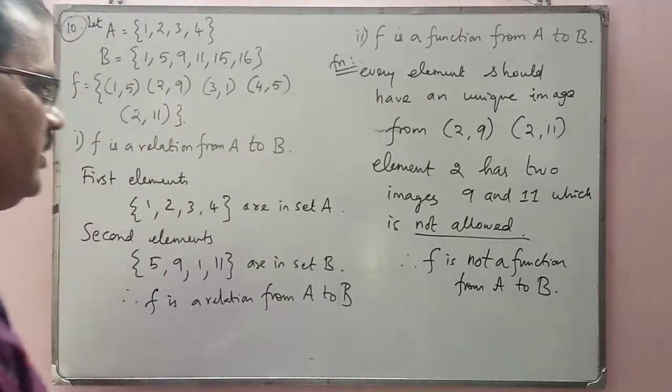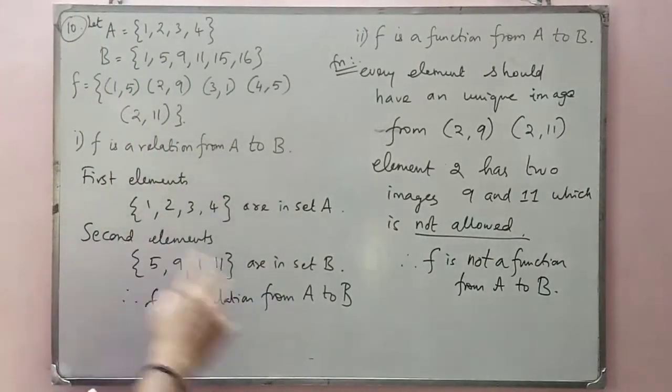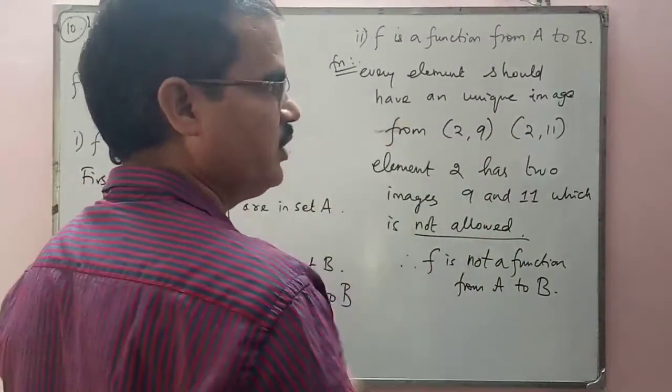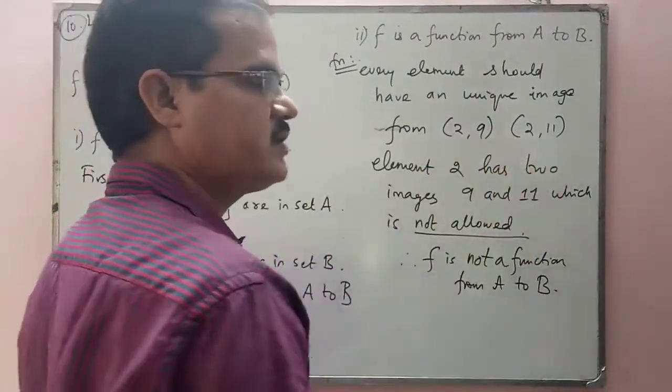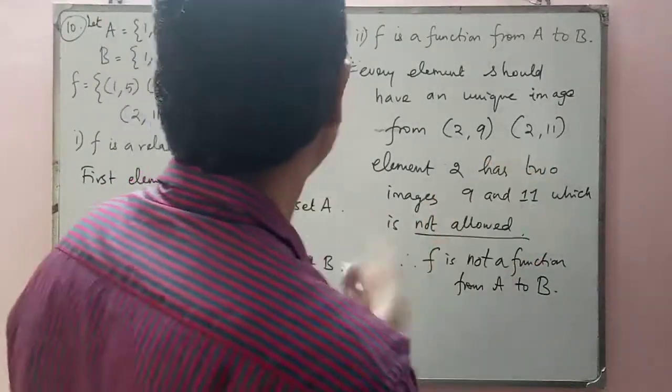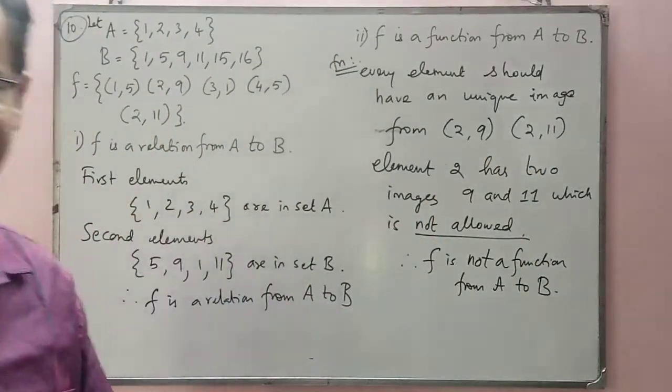So you should remember the rule, children. For a relation, you have to check whether the first element is in the domain and the second element is in the range. Whereas for a function, every element should have a single, unique image. But here (2, 9) and (2, 11) are there. So two images are not possible for a single element. So this is not a function. This completes question number 10, children.